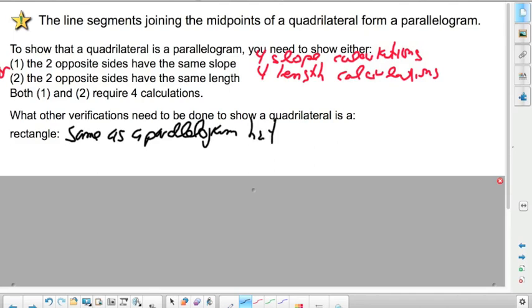But one important thing, what's special about a rectangle? Adrian? It has 4 90-degree sides. Yeah, it has 4 90-degree angles. Okay?